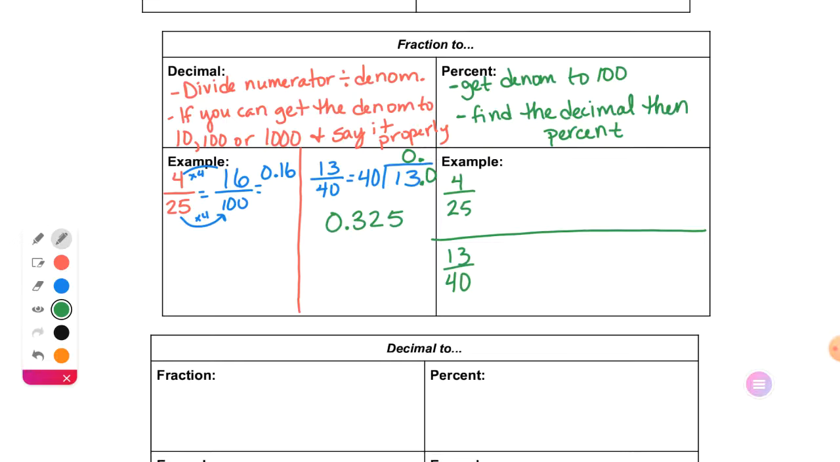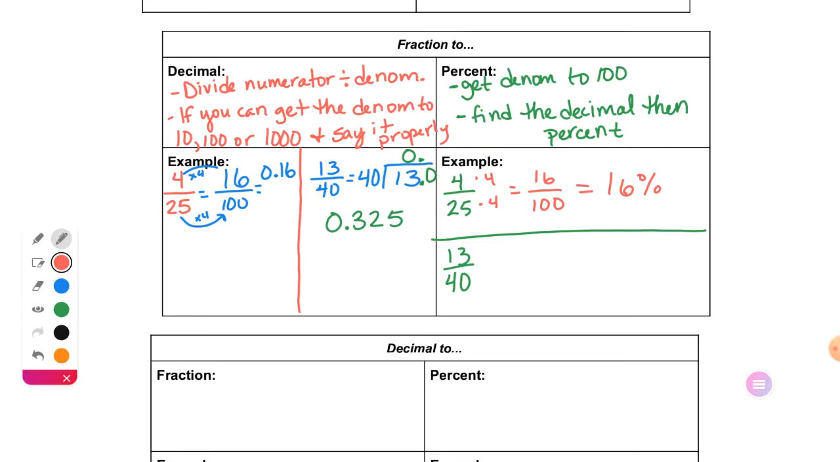So the top one is one that we can easily get the denominator to 100 by multiplying by what? 4, because we just did it before. So that would be 16%. Because I just pull the top number. If it's over 100, the numerator is my percent.